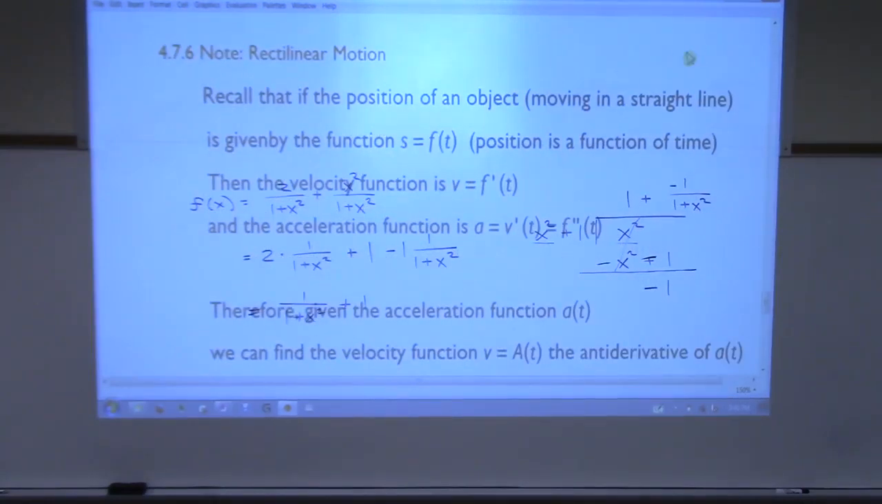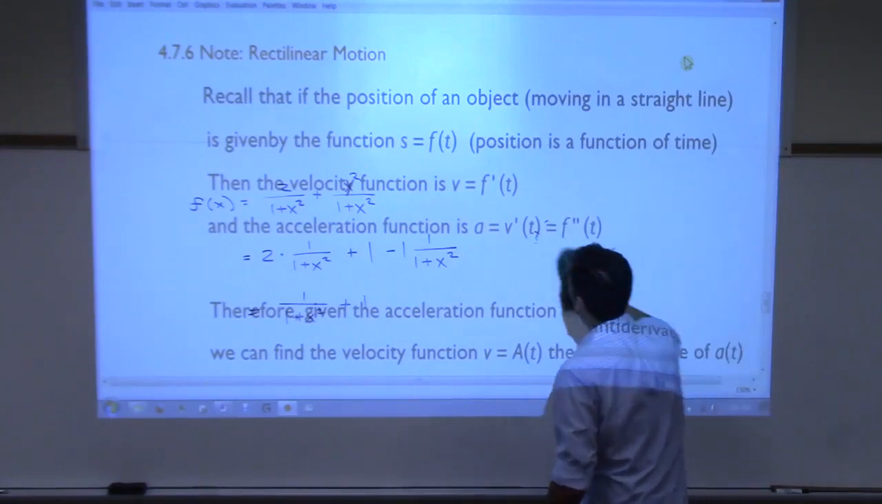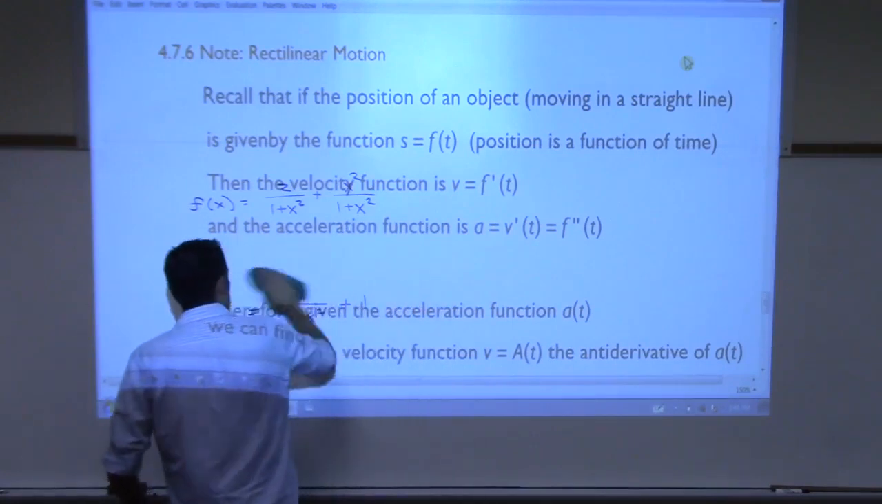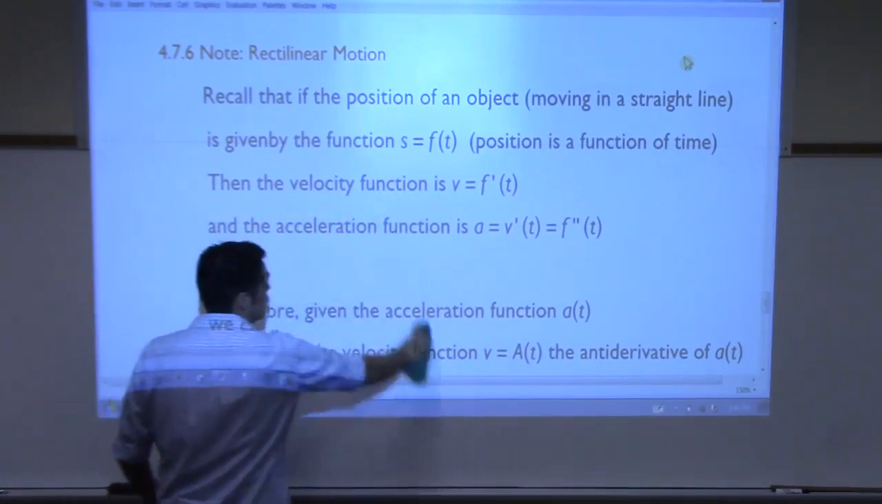All right, let's talk about motion in a straight line. So let's see, when you were in Cal 1, I hope that you did talk about motion of objects that travel in a straight line.